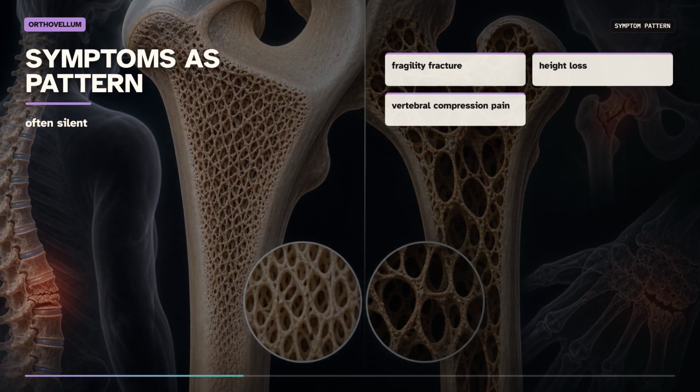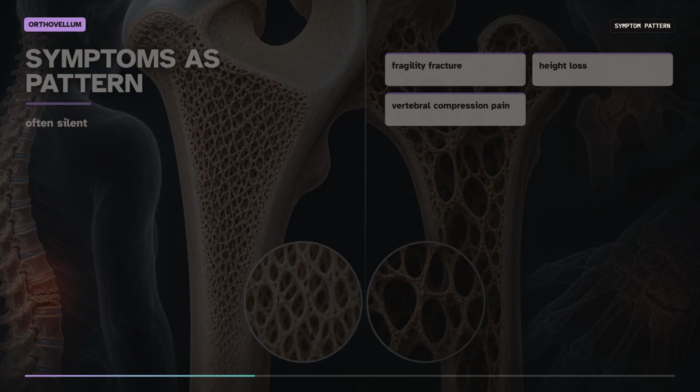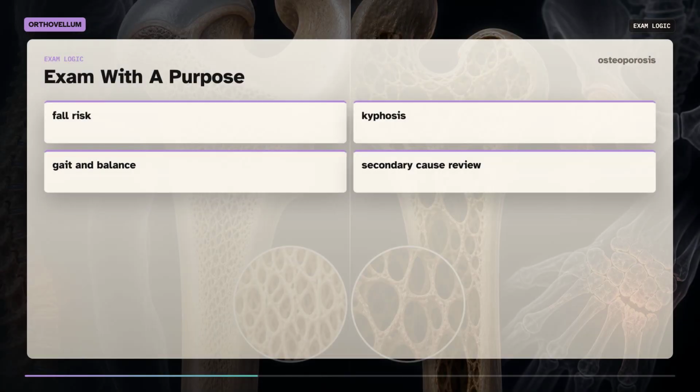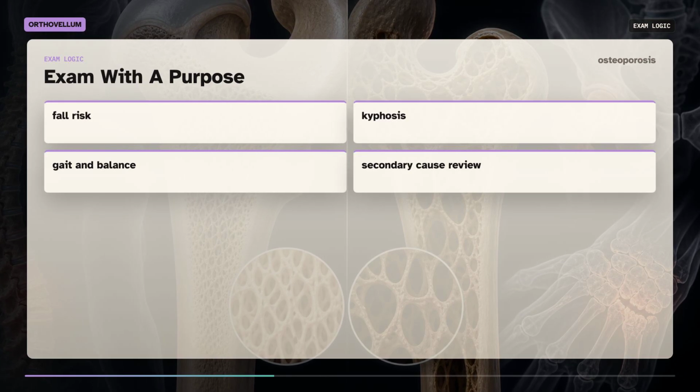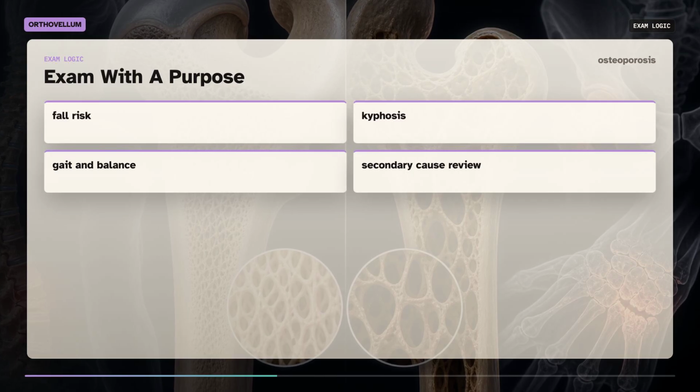The best history is not a questionnaire. It is a map of what loads reproduce the problem, what settles it, and what function is disappearing. The exam should not be random. For this topic, deliberately check fall risk, kyphosis, gait and balance, and secondary cause review. A good exam separates pain from weakness, stiffness from fear, and joint disease from referred pain.